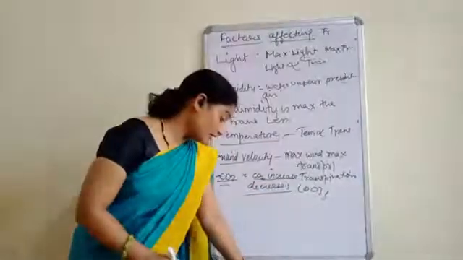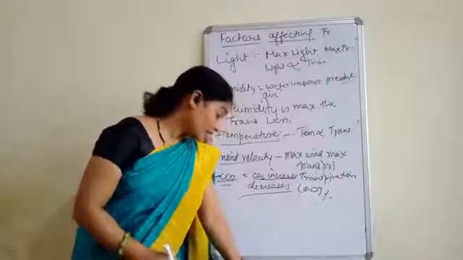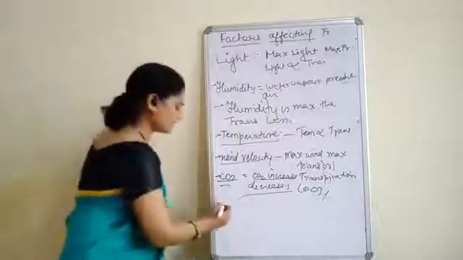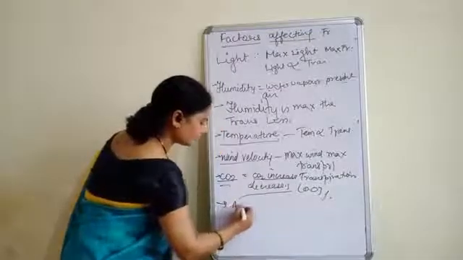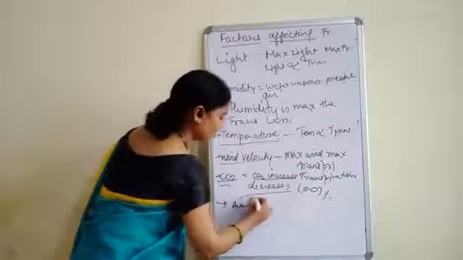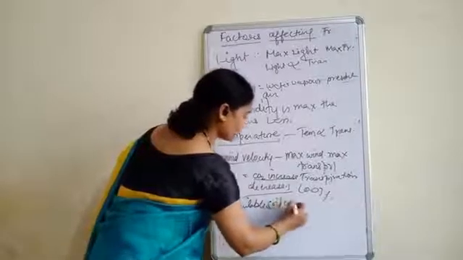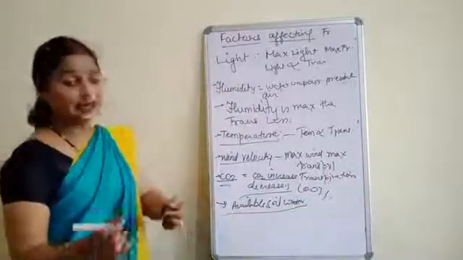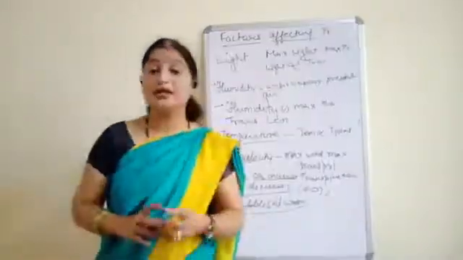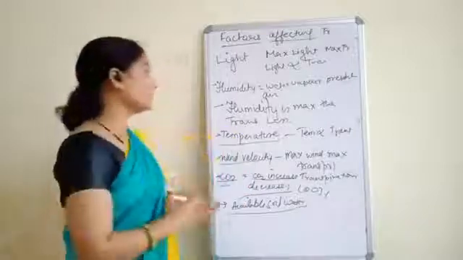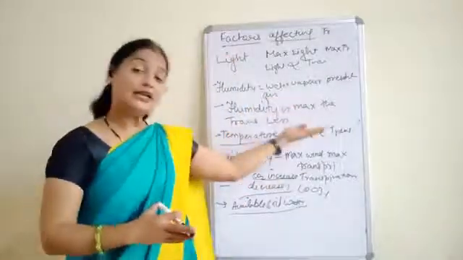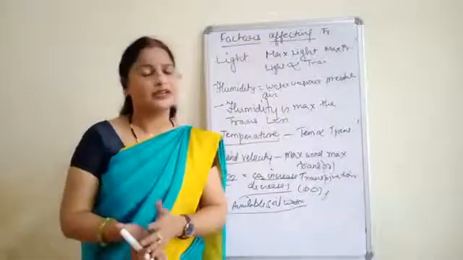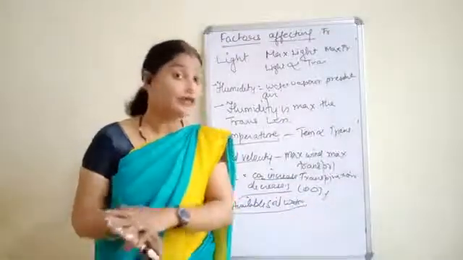The next is available soil water. Now this is again easy and common. If the water is present in the soil, then there is maximum absorption of the water. If there is maximum absorption of water, then there is maximum transpiration. If the water is not present in the soil, then from where will the plant get the water? Definitely the transpiration will be less.